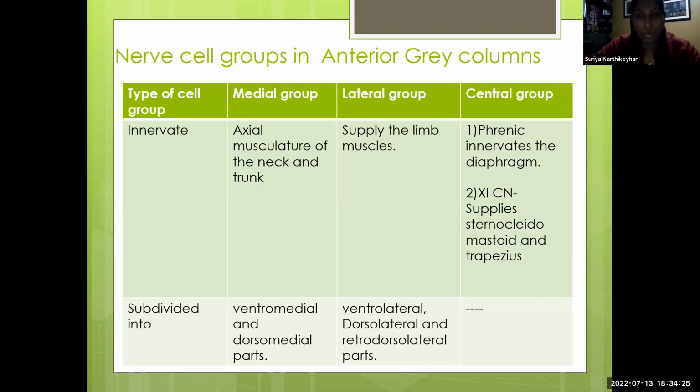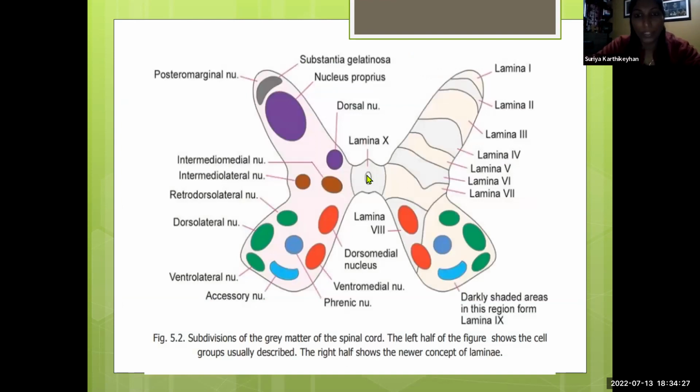This is the group of nuclei in the gray matter. We are picturing only the gray matter here, the gray matter of the spinal cord. This is the anterior horn of gray matter, and this will be the intermediate area of the gray matter, and this is the posterior gray column or posterior horn of gray matter. Can you see the nuclei here? So these nuclei are subdivided into medial groups, lateral groups, and then central groups.